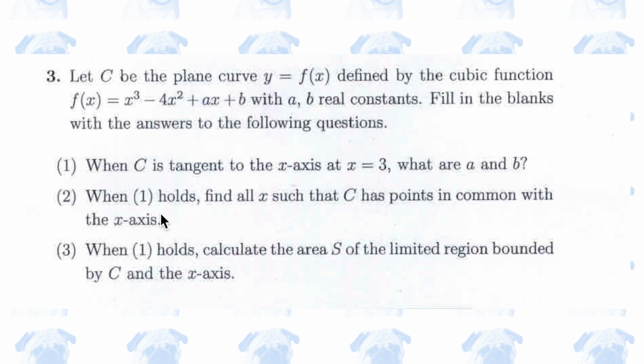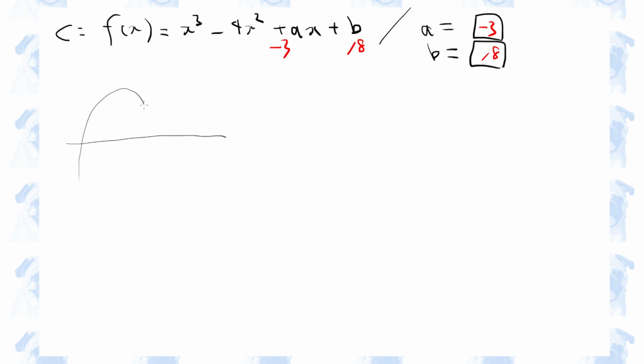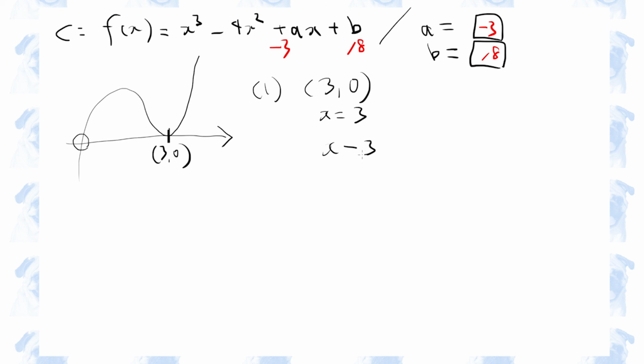Question 2 says, when 1 holds, find all x such that c has points in common with the x-axis. So what this means is that we need to find the other roots here. From part 1, we know that one of the roots is x equals 3. So what we need to do is to divide this cubic function by x minus 3, because x minus 3 must be a factor if x equals 3 is a root. So let's do some division.